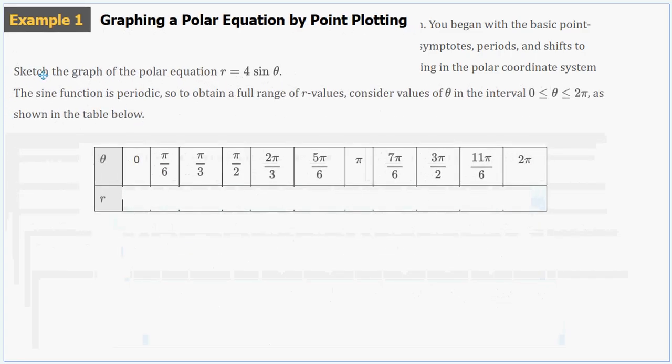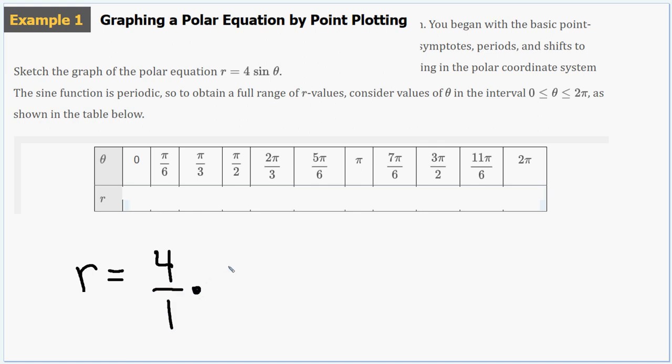It says, sketch the graph of the polar equation r equals 4 times sine theta. The sine function is periodic, so to obtain a full range of r values, consider the values of theta on one trip around the unit circle, from 0 to 2 pi. So I'm going to write down here, our r value is going to be 4 over 1, times the sine of some angle theta. Let's do a few of these.